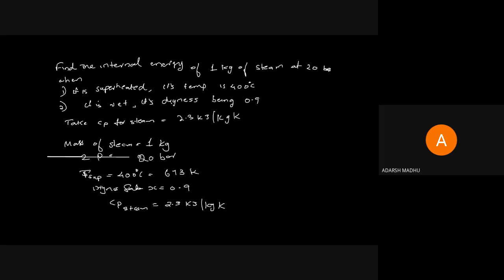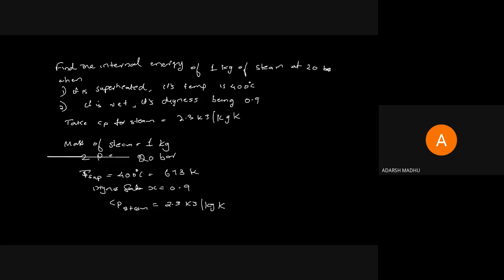But in this question, initially a condition is given that 1 kilogram is at 20 bar pressure. It is not said it is superheat or saturated. Initially a pressure is given as 20 bar. Then you want to find the value of internal energy if its temperature is 400 degrees Celsius. So here, don't think that 20 bar is the superheated pressure. It is not given that superheated steam pressure is 20 bar. Only superheated temperature is given as 400 Celsius.